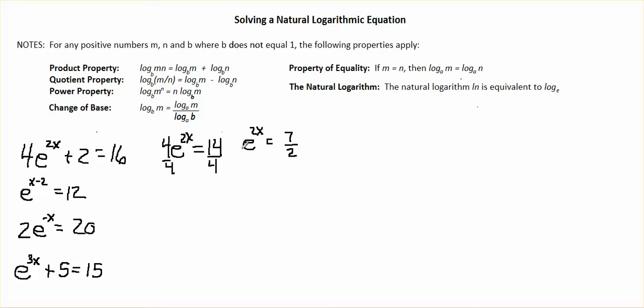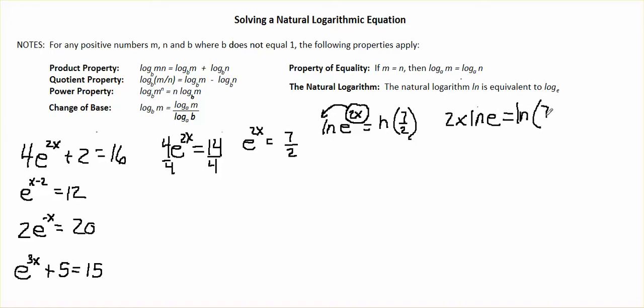Alright, so now I want you to take a look at this e here. Whenever you have an exponential equation with e, you can take the log of both sides, like the common log, but it's better to take the natural log of both sides. So let's go ahead and take the natural log of both sides, and I'll show you why. The natural log of e to the 2x equals the natural log of 7/2. So let's use our power property of logarithms to move our exponent to the front so that we can solve for it. 2x ln of e equals the natural log of 7/2.